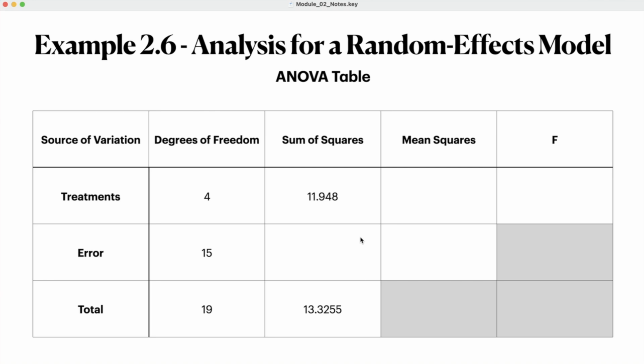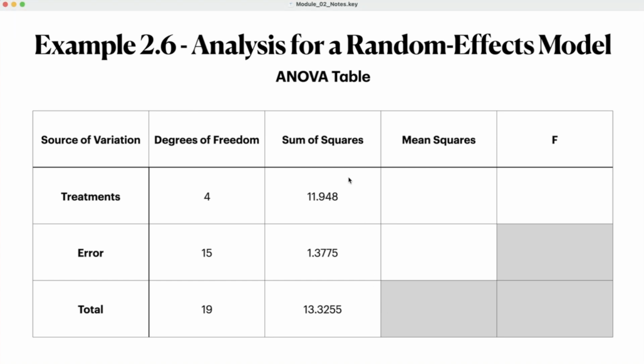Once we have those two values, we know that because the treatment sum of squares and the error sum of squares have to add up to the total sum of squares, we can get the error sum of squares by subtraction. All right, and so that's very easy to do. And now we're off to the races.